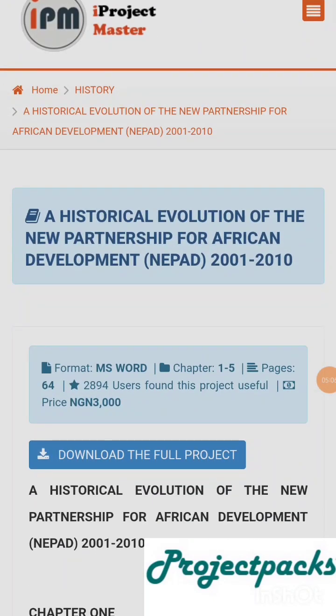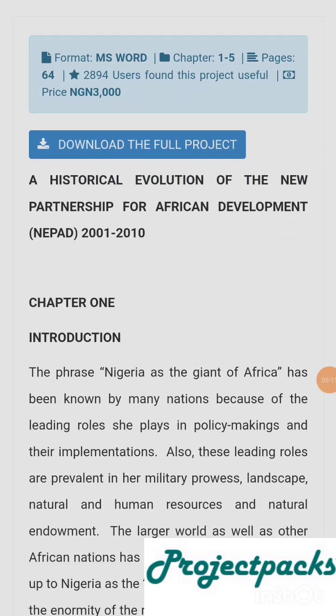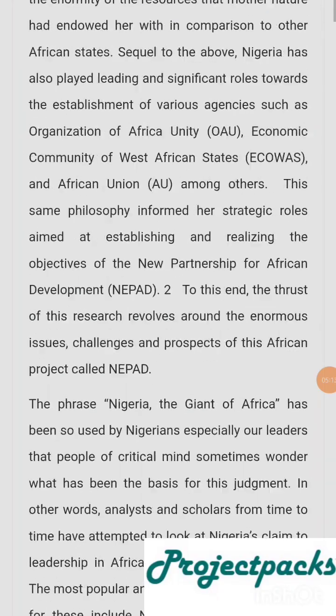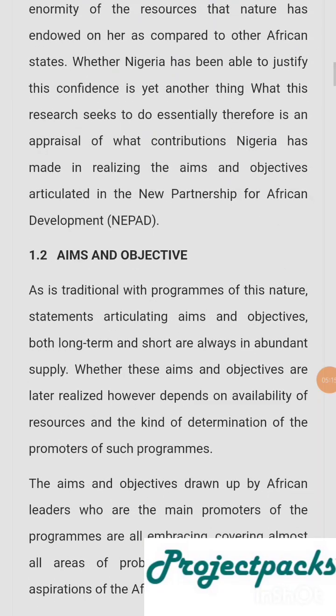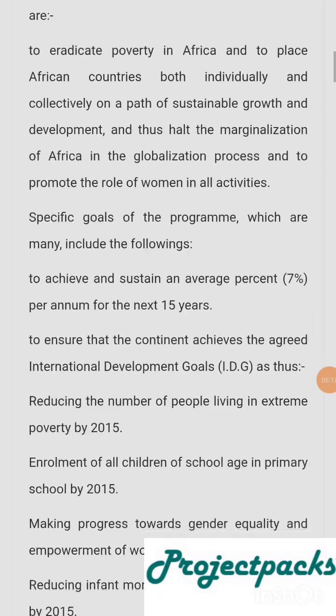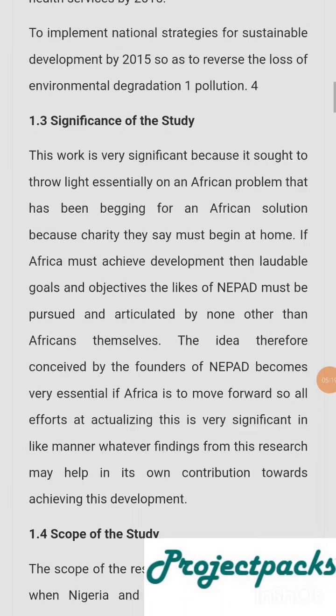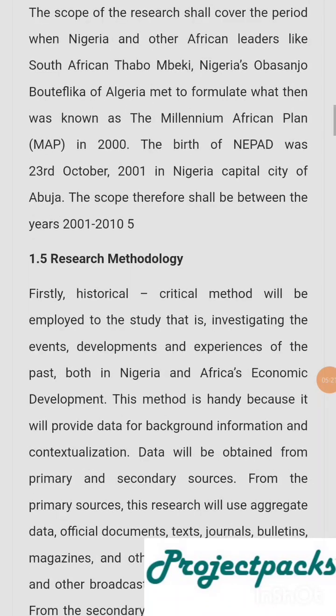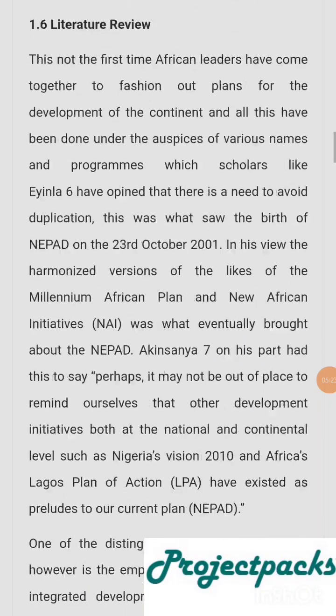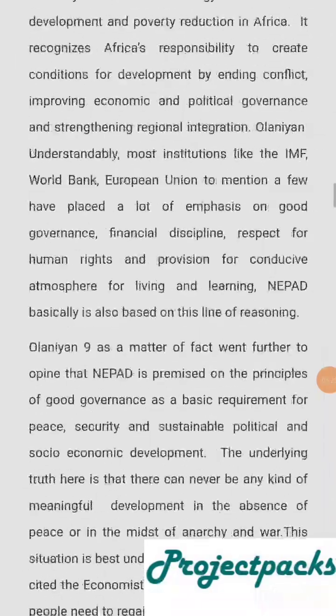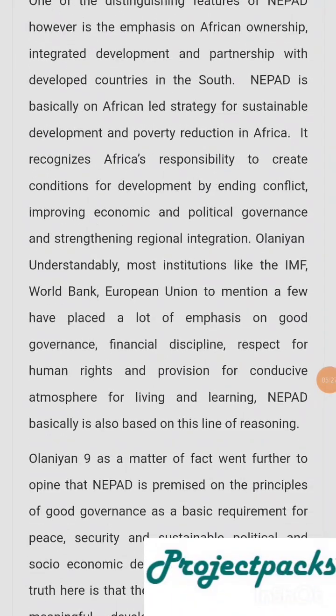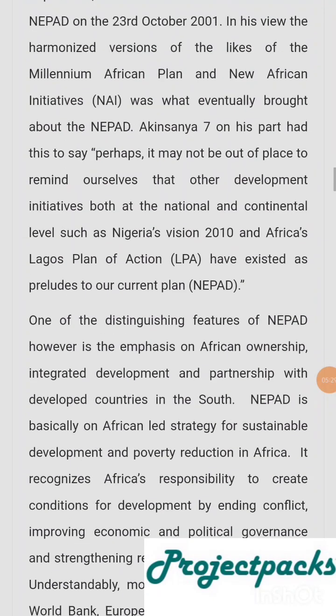This is Historical Evolution of New Partnership for African Development. What are the contents that are there? You can see introduction, chapter 1, introduction, aims and objective, and what again? Significance of the study, then the scope of the study, research methodology, literature review, and sometimes some people don't put their literature review. That's what your chapterization will look like. Not that you will write all these things.